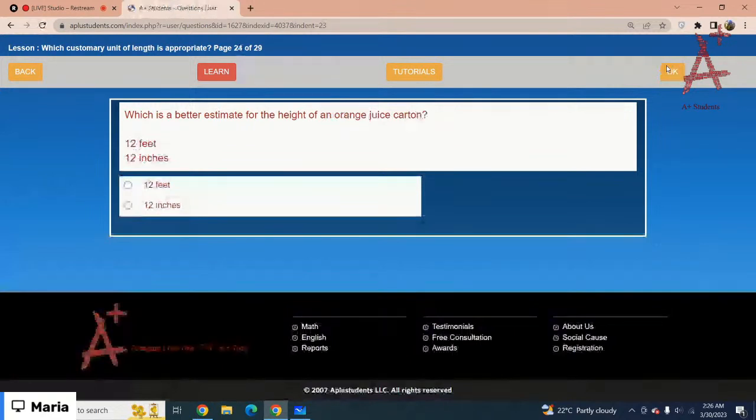Okay, which is the better estimate for the height of an orange juice carton? Juice carton, it would be 12 inches. Got it? Feet is too long. Okay, which is the better estimate for the length of a bath mat? So, which is the correct option? It would be 2 feet. Got it? 2 inches is too small for a bath mat.